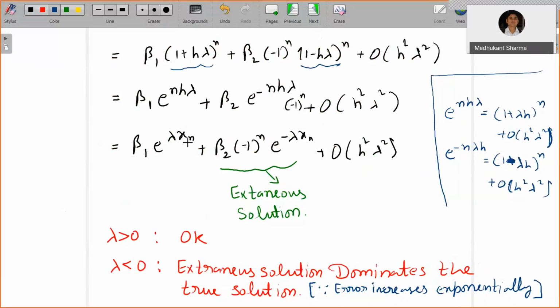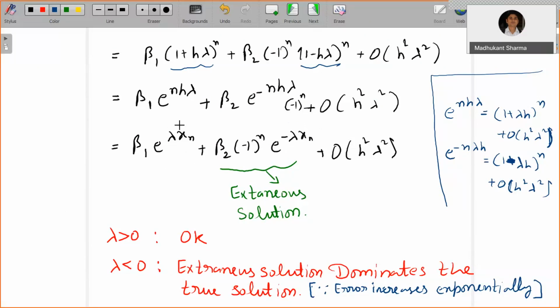Now look at this. Suppose lambda is greater than 0. Then the things are okay. Why? Because as n goes to infinity, this will not dominate the solution. But if lambda is less than 0, then this becomes positive, and this will dominate the true solution.